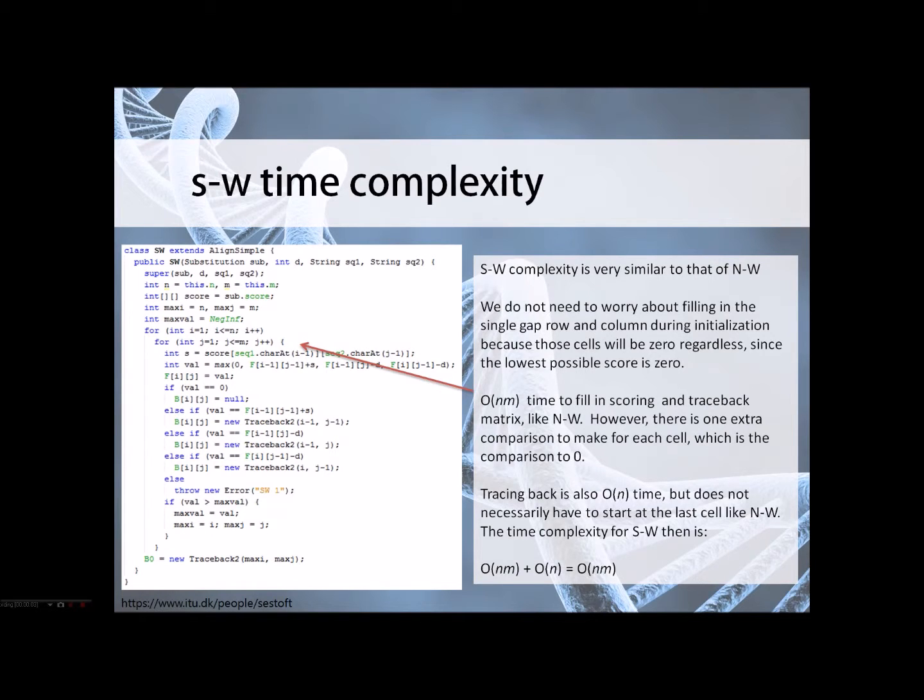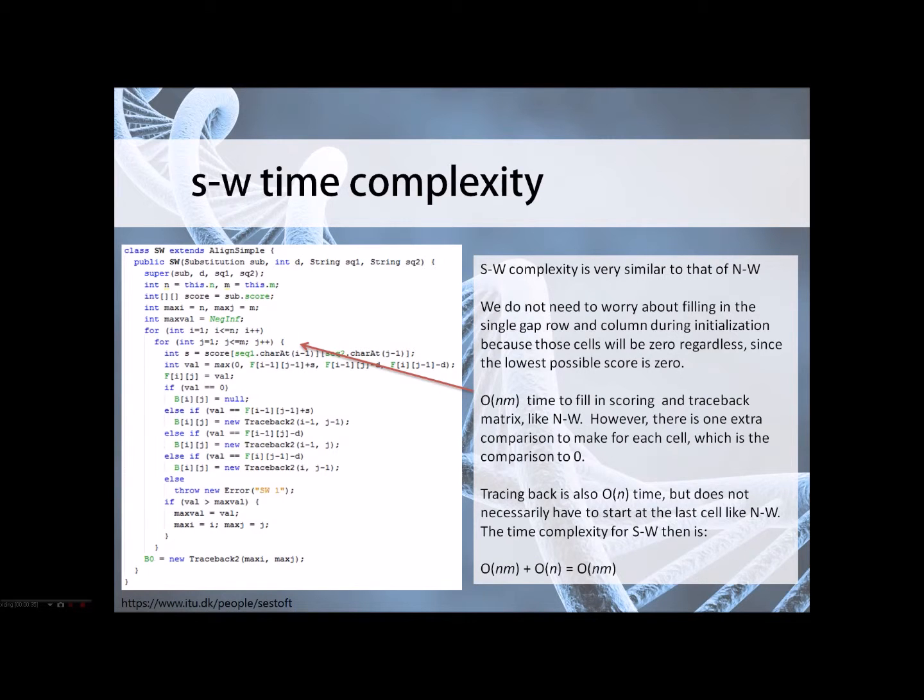For the most part, the actual algorithm of SW is similar to that of NW. One difference is that, at least in this implementation, we do not need to worry about filling in the gap rows and gap columns because we know that the gap cost would just be 0, since we cannot go below a score of 0. It is common for the gap row and column to be implemented, though. It's just not in this implementation. Another difference is that when we score each cell, we have to make an additional comparison to 0, since again we cannot go below a score of 0.